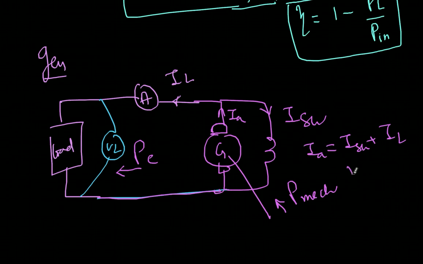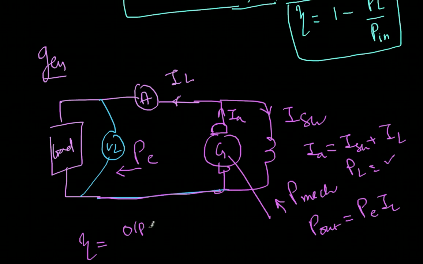Once you have IA, I can find the power losses. And what is the power output here? The output I am getting here will be V into IL. So P out is nothing but V into IL. Once I have the output, I can find the efficiency. Efficiency is nothing but output divided by output plus losses. So I can use this formula to get that. This is one of the ways in which you can do Swinburne's test.